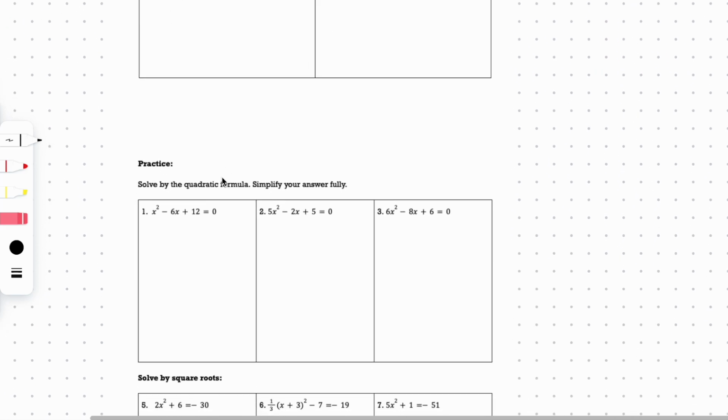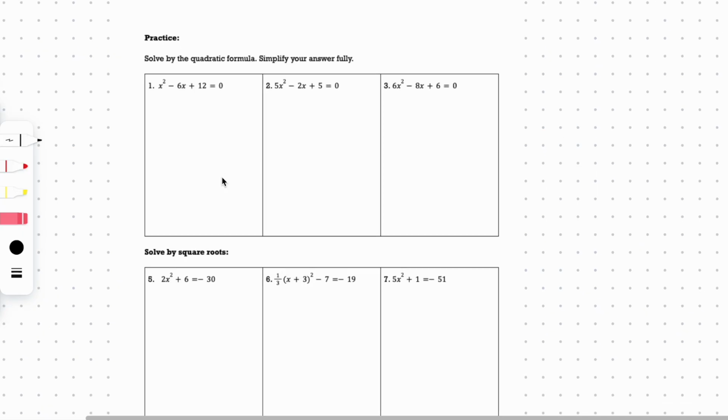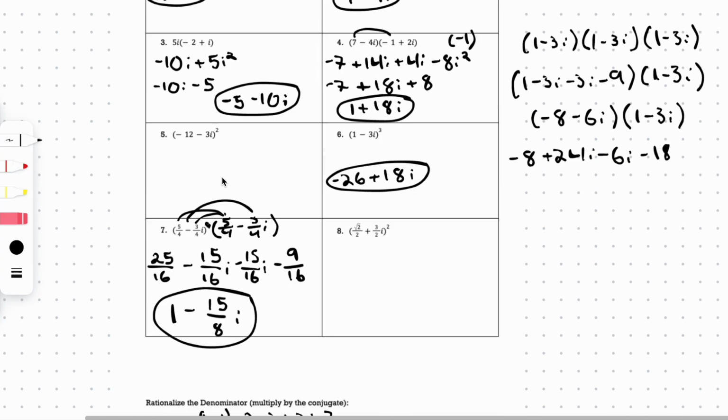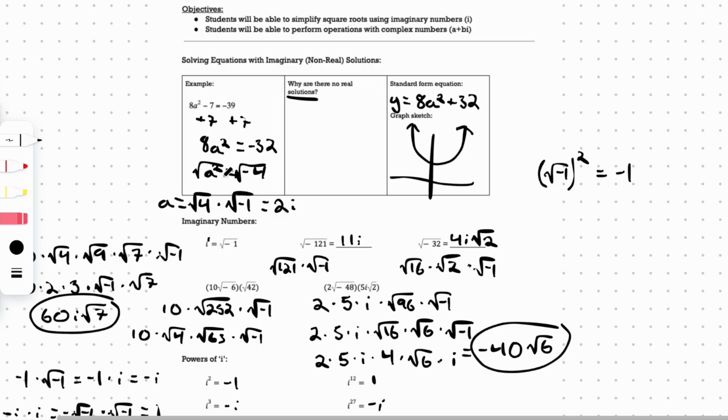Okay, now let's do some practice. i comes up when we're doing the quadratic formula. So for example, up here, this very first problem, we could not find the x-intercepts because there are none. But there are solutions. They're not going to be real in this problem.